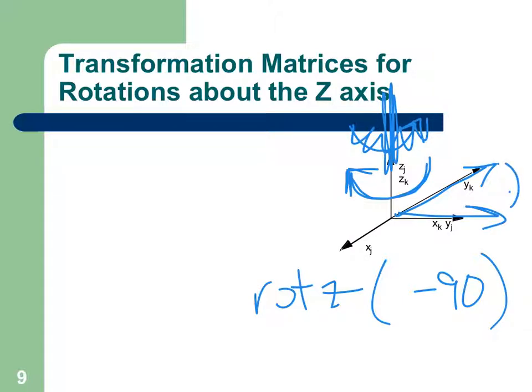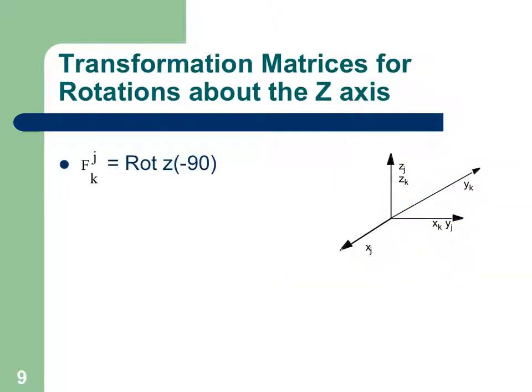Because it spins, right? And the old x-axis for the k coordinate frame will go over to here, so it'll be lined up with the j-axis. So we've said that if we want to do a frame transformation from k to j, that's essentially doing a rotation about the z-axis, taking k, grabbing it by its z-axis, and rotating it by negative 90 degrees, right?